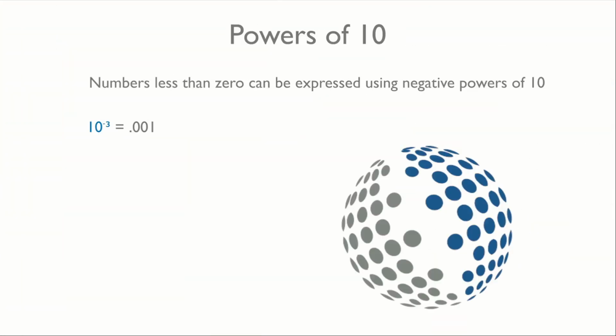Numbers less than 0 can be expressed using negative powers of 10. 10 to the minus 3 equals 0.001 or 1,000th. Notice with negative numbers, the zeros are placed to the left of the 1. 10 to the minus 6 equals 0.000001 or 1 millionth, and 10 to the minus 9 equals 0.000000001 or 1 billionth. Next, let's take a look at logarithms.